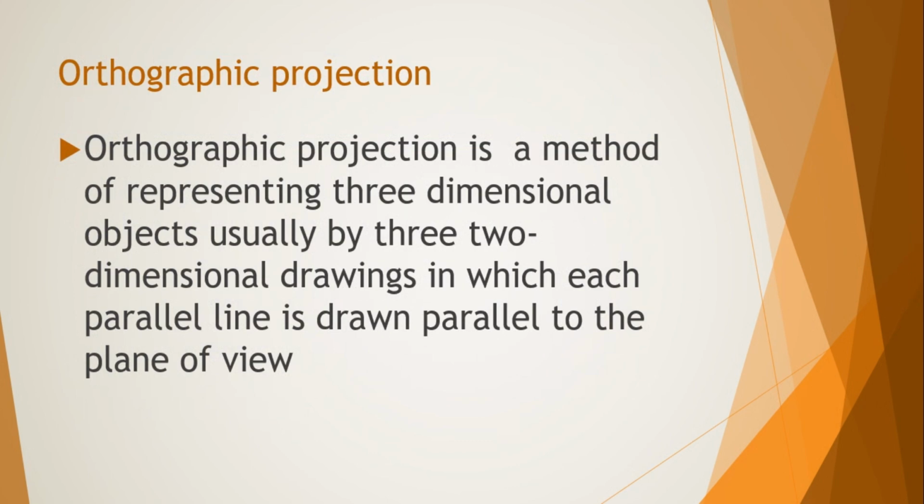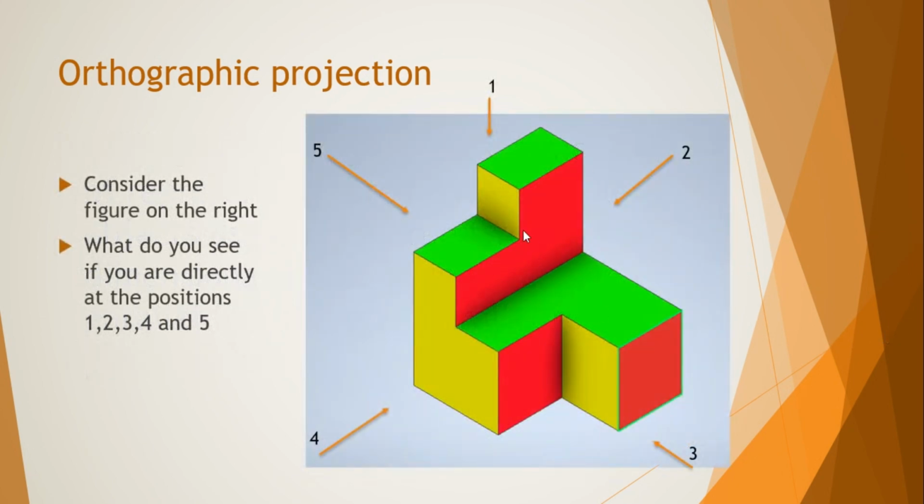Orthographic projection is a method of representing three-dimensional objects in two-dimensional drawings, and basically we mostly use three two-dimensional geometric forms or drawings to represent the orthographic projection. So if you are given a figure like this one here, and you stand directly at, let's say, point 4, then you will only be able to see the yellow faces, the faces that are colored yellow.